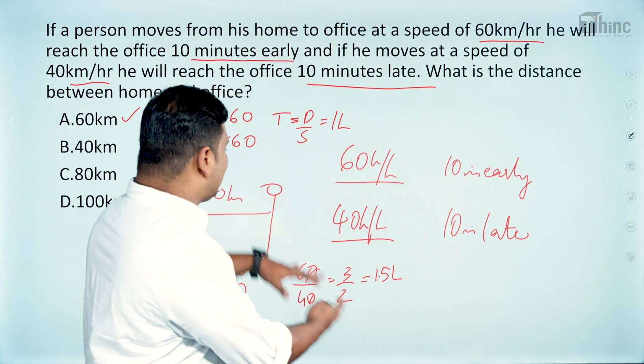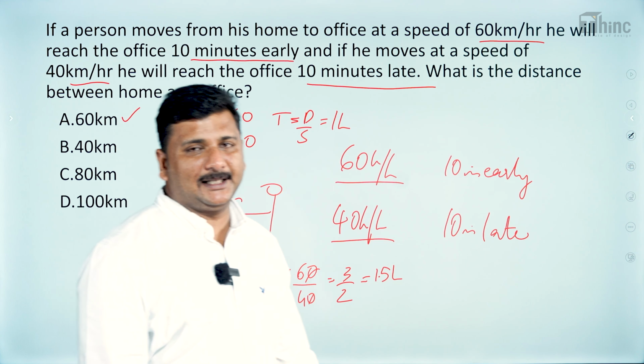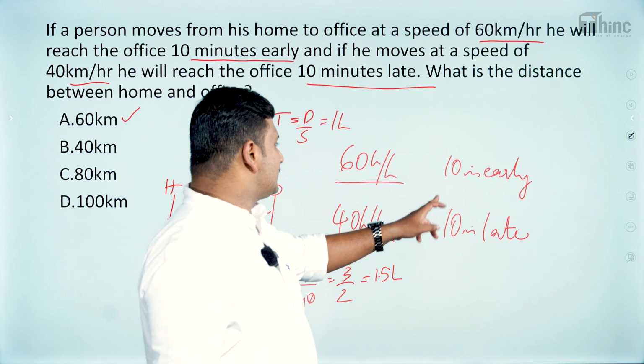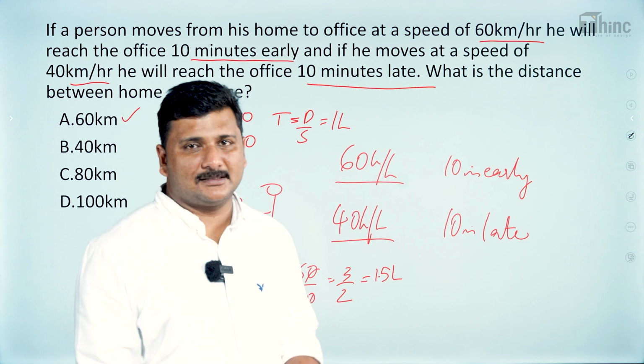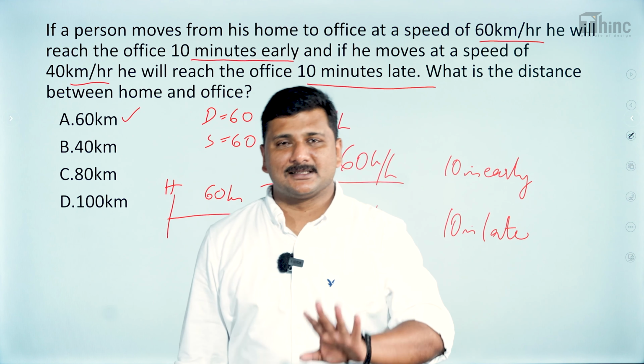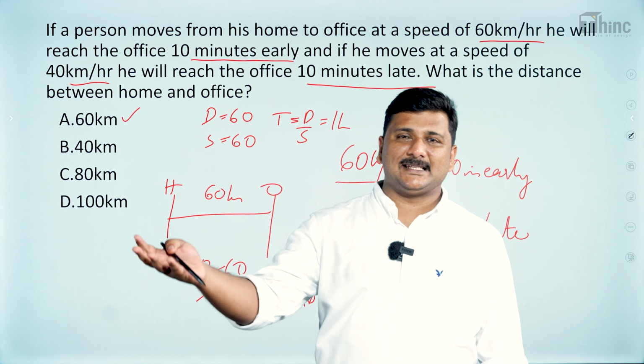Now, what is the difference in the time taken? It's 0.5 hours or 30 minutes. Now, in this case, is there a difference of 30 minutes? In the first case, he reaches office 10 minutes early. In the second case, he reaches office 10 minutes late.